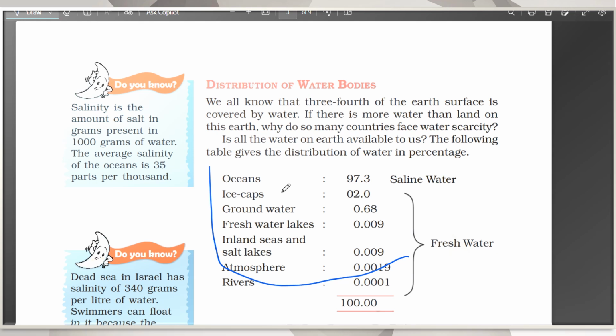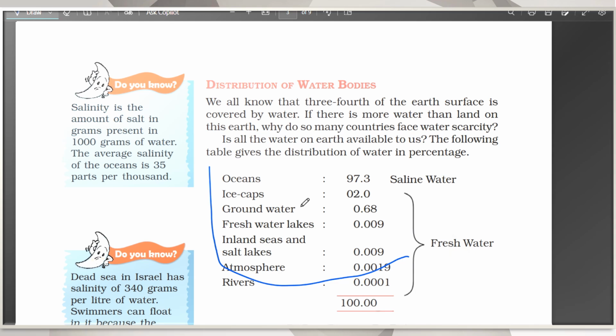Oceans have 97.3%, that is the saline water. Ice caps have 2.0%. Groundwater has 0.68%. Freshwater lakes have 0.009%. Inland seas and salt lakes show 0.009%. The atmosphere contains 0.0019%.